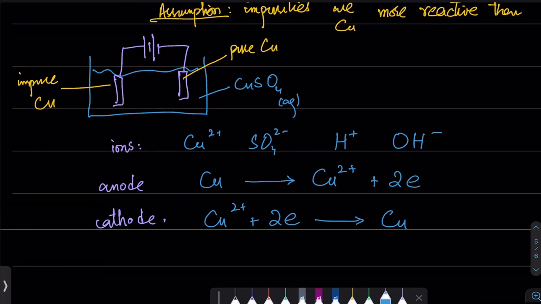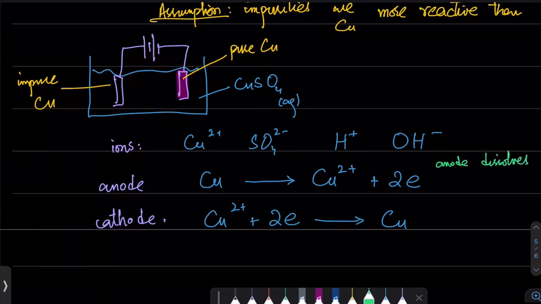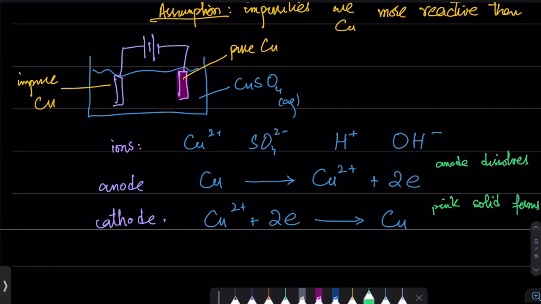So now impurities will stay, pure copper will simply go and make a layer over here. तो हमें यहाँ पे एक pink layer नजर आएगी. और हमारा anode क्या कर रहा है? ये हमारी observation है. Anode dissolves. पूरा जरूरी नहीं है, depending on how much impurity you have. And pink solid deposits या pink solid forms या pink solid is seen. ये यहाँ से नजर आ रहा है हमें. And the blue color stays.